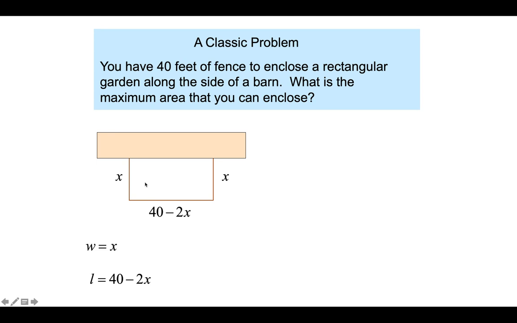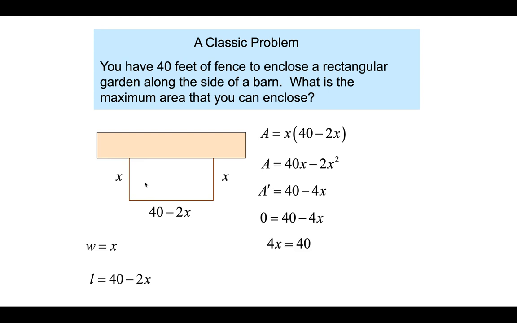All right, so we want to maximize the area. So we need the area formula, which is x times 40 minus 2x because that is our width times our length. And so that's 40x minus 2x squared. Now, if we want to maximize this, we want to take the first derivative of the area and set it equal to 0. So when we do that, we get 40 minus 4x. We set that equal to 0, and we get x equals 10. So we know that's at least where a local maximum is going to be.